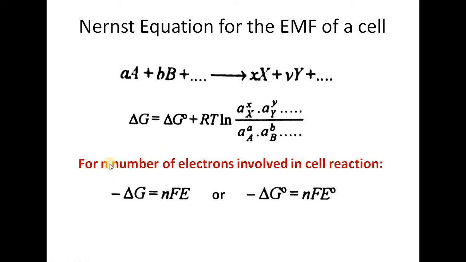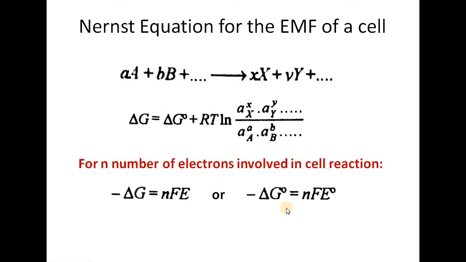Now we very well know when n number of electrons are involved in a cell reaction, the decrease in free energy of the cell reaction is given by nFE, where this is the electrical energy produced. In case of standard state, we can write −ΔG° = nFE°, where E° is the standard EMF of the cell.